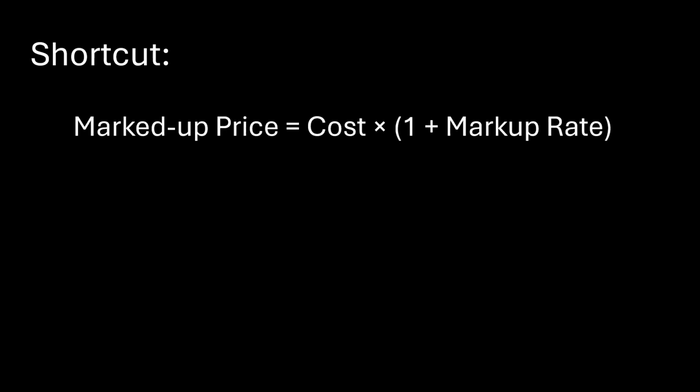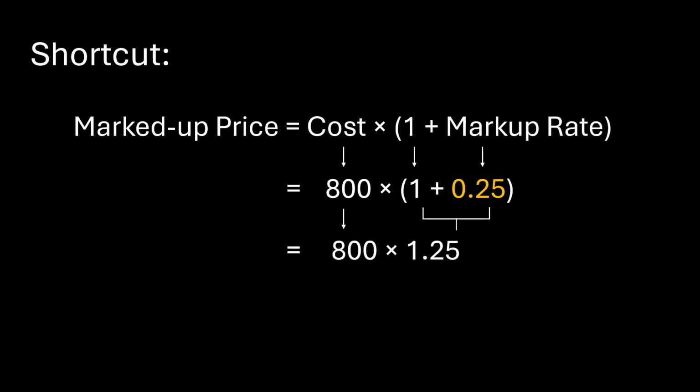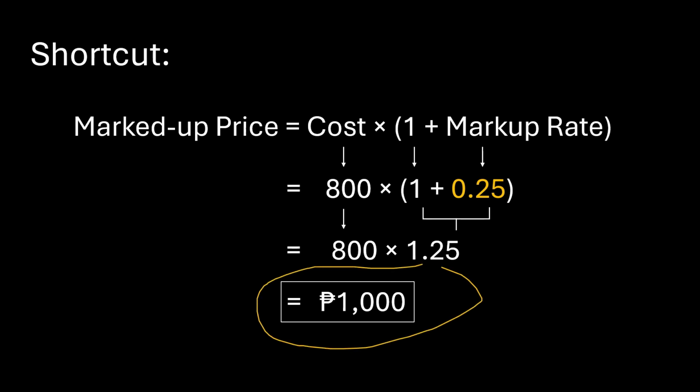Once you're comfortable with the two-step method, here's a shortcut. Using this formula, marked up price or selling price equals cost times 1 plus markup rate. Let's substitute the given values from the example problem. 800 times 1 plus 0.25 equals 800 times 1.25 equals 1,000 pesos. The answer is the same. However, I recommend mastering the two-step process first before using the shortcut. Markup makes the price go up.